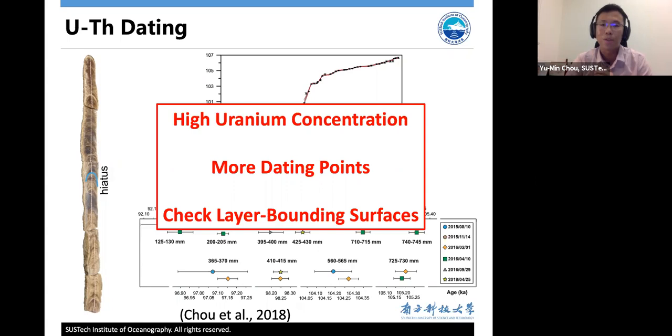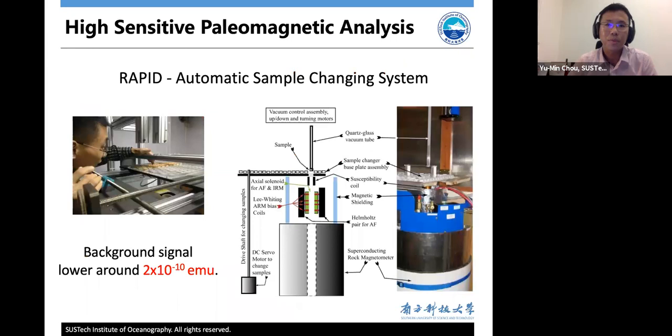And checking the layer boundary surfaces in your sample is quite important. And then finally, we have to use a sensitive instrument to get the very weak signal from our stalagmite sample. So right now, the 2G company has a new generation SQUID. It's called the RAPID system.